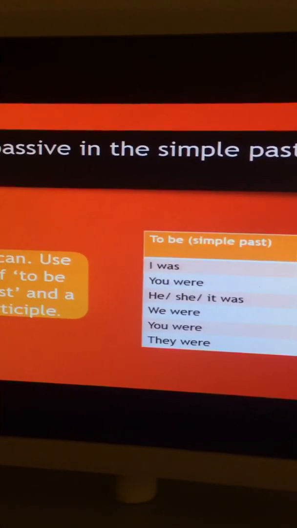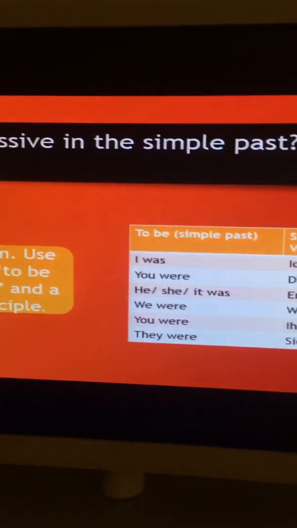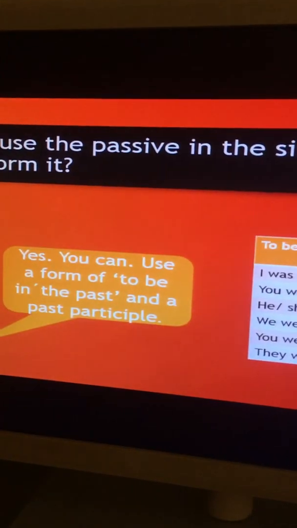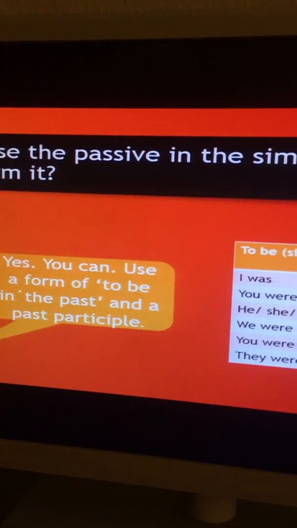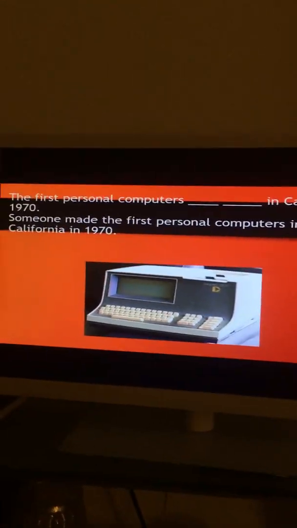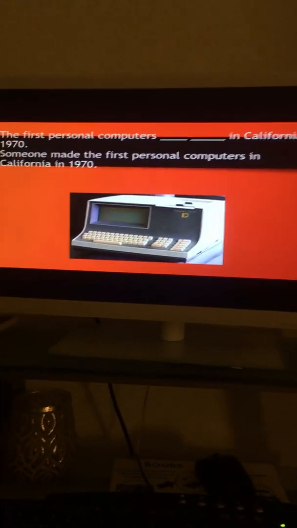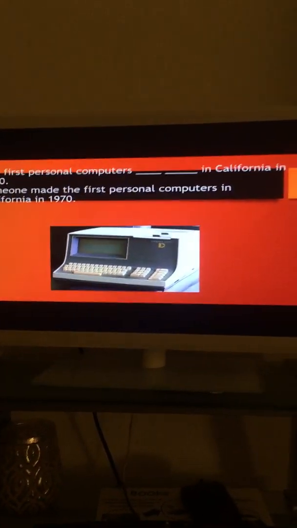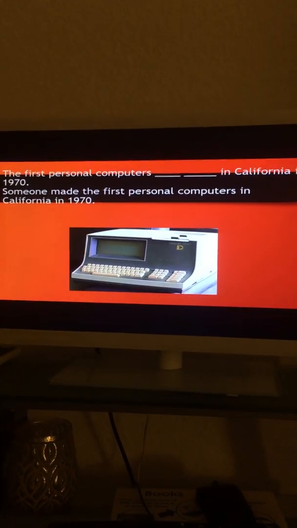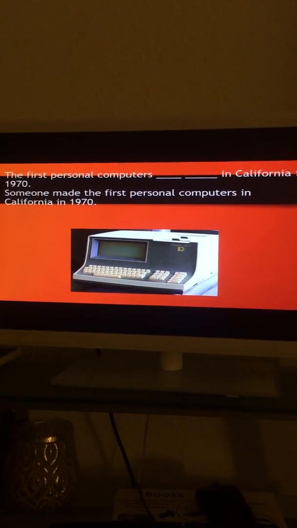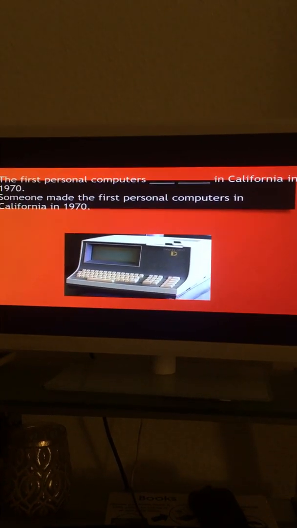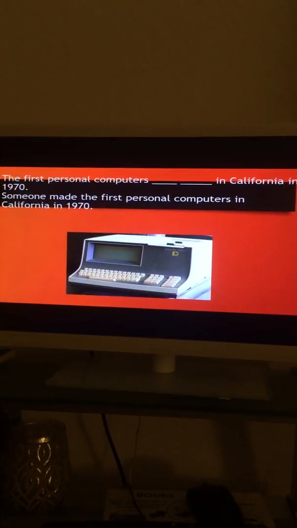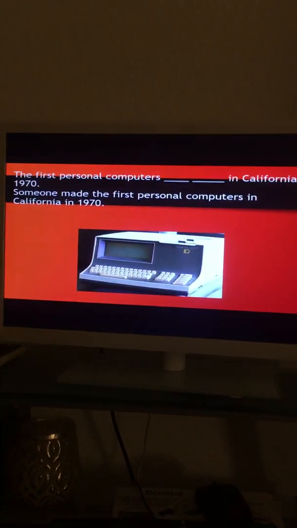Okay? So what else do I need? Now you know you need to have the form of to be and obviously the past participle, like before, gone. Let's look at this one. There's a nice sentence, look at that. The first personal computers in California in 1970. So the active sentence would be, someone made the first personal computer in California in the 1970s. So what would you put in the gap here? What does go there?